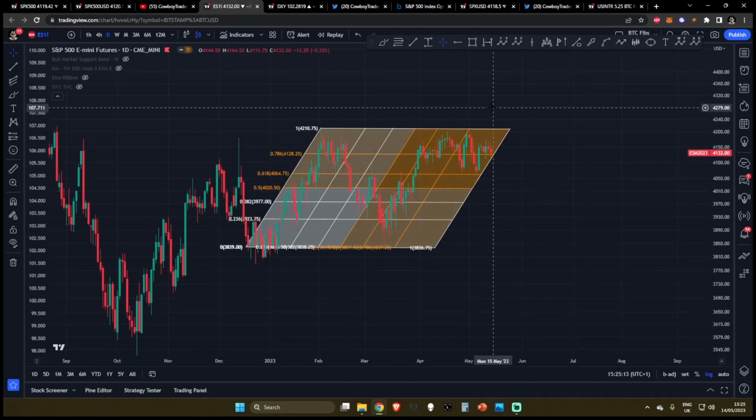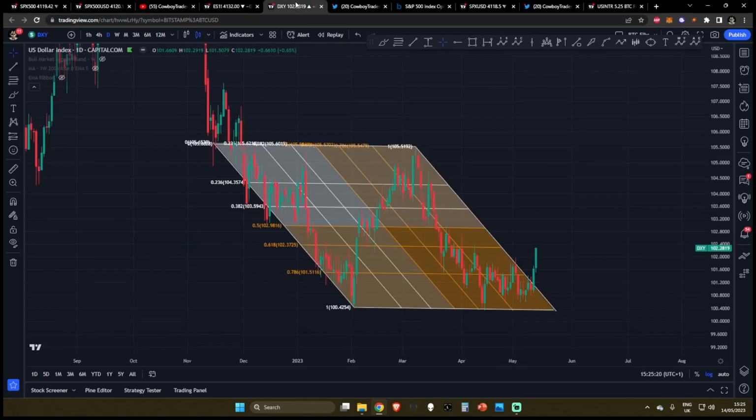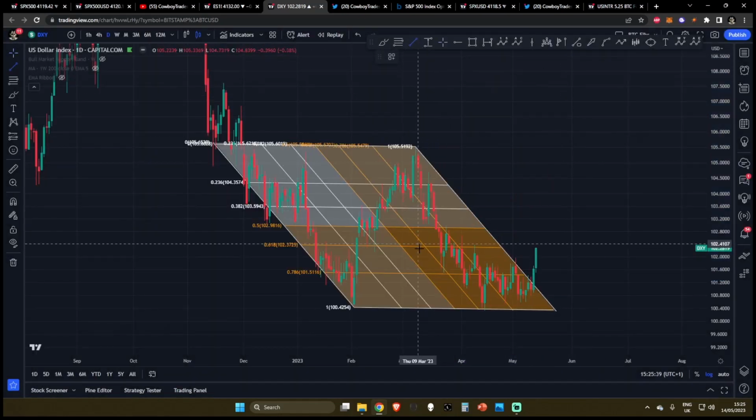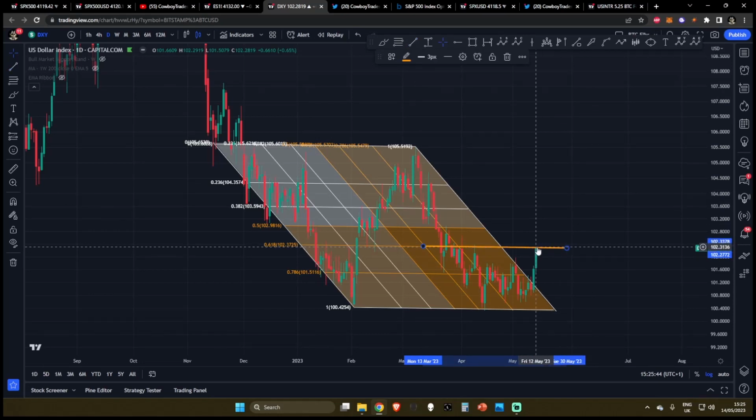So the main purpose of these parallelograms is just to get an idea using Fibonacci's on whereabouts we are in terms of the S&P 500 and the DXY. Now, starting off with the DXY, you can see we've been trading within this diamond parallelogram shaped object for quite some time, and we have just recently broken out of this, taking out the first 786 Fibonacci. It looks like we're coming right up to this 618 Fibonacci. We closed right underneath this, round about 102.3 coming into Friday.